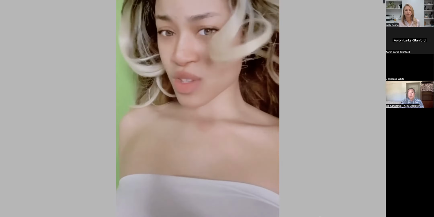Can you move? I'm trying to take a photo. I don't want you in it. People just don't get it.